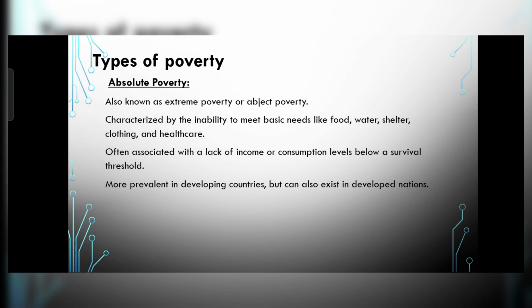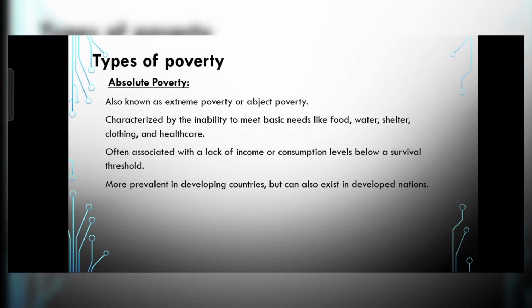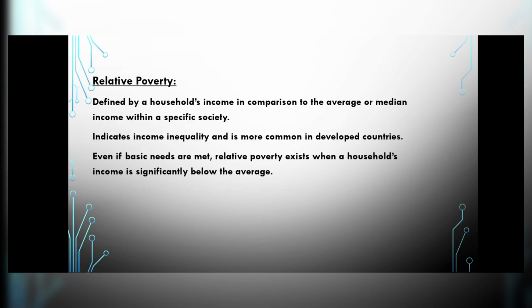Types of poverty. First is absolute poverty, also known as extreme poverty, characterized by the inability to meet basic needs like food, water, shelter, clothes, and healthcare. It is associated with a lack of income or consumption level below a survival threshold, more prevalent in developing countries but can also exist in developed nations.